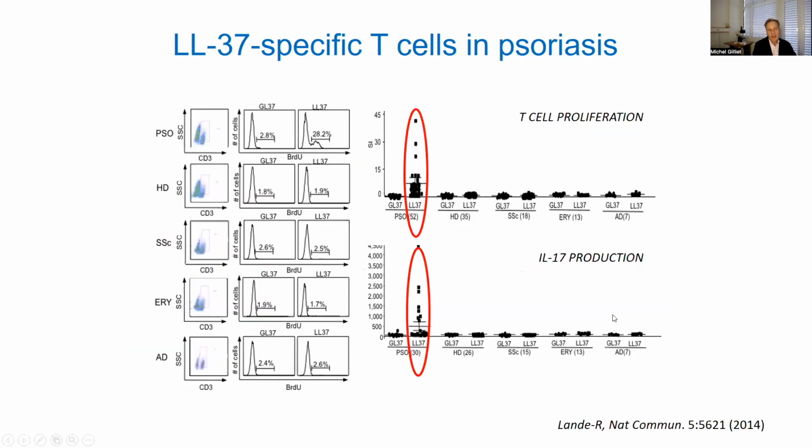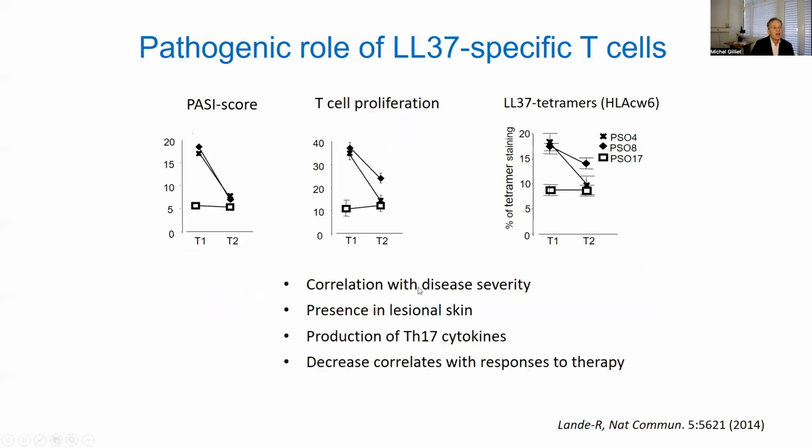So when we take psoriatic patients' PBMCs and stimulate them with LL37 compared to a scrambled form of the peptide, we see proliferation of T cells, and these T cells were poised to produce IL-17A, so they were of the Th17 phenotype. And what we also found is that the decrease of the PASI upon treatment, shown here from 20 to 5, directly correlated with the decrease of LL37-specific T cells, shown here by T cell proliferation to LL37, and here directly by tetramer staining, which indicated that these LL37-specific T cells could be pathogenic in psoriasis.